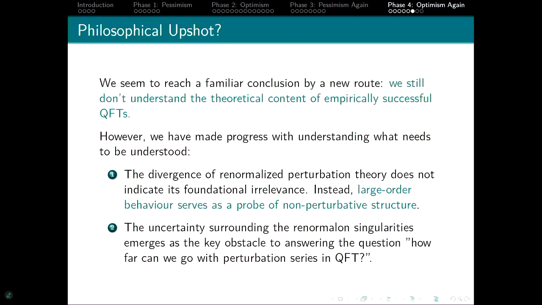But we do know that the renormalization singularities seem to be the main issue that remains for answering this question. So the renormalization singularities are the key obstacle to addressing the question of how far we can really go with perturbation theory with regards to exact solutions and the exact structure of realistic QFTs.